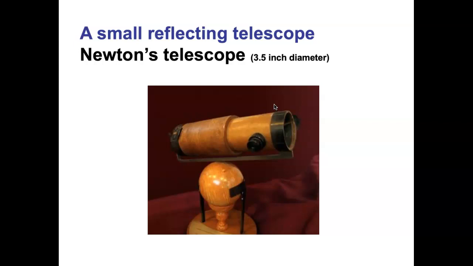So this is a replica of Isaac Newton's little reflector telescope that he used when he was doing some observations at the beginning of his career, or actually throughout his career. This is a 3.5-inch diameter. So again, when you talk about a telescope and you give a length, that's not the length of the telescope. The telescope is not 3.5 inches long. The primary mirror back here is 3.5 inches in diameter. That's the important thing.